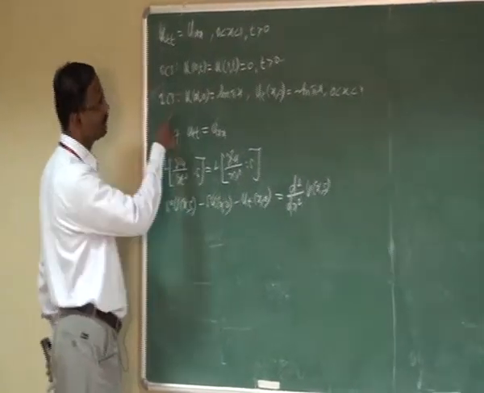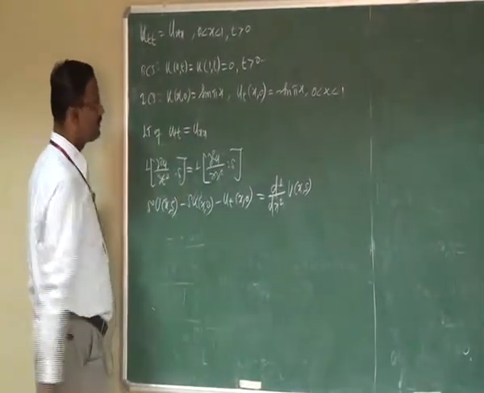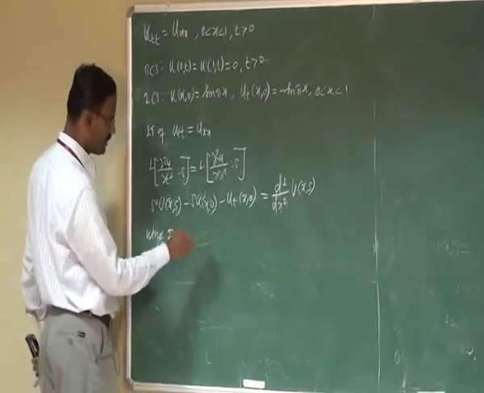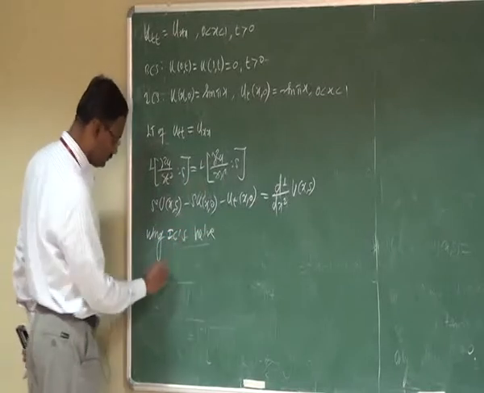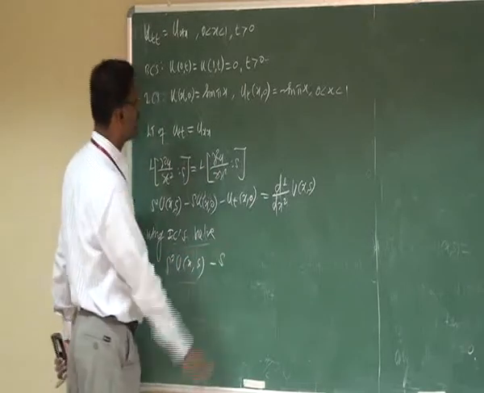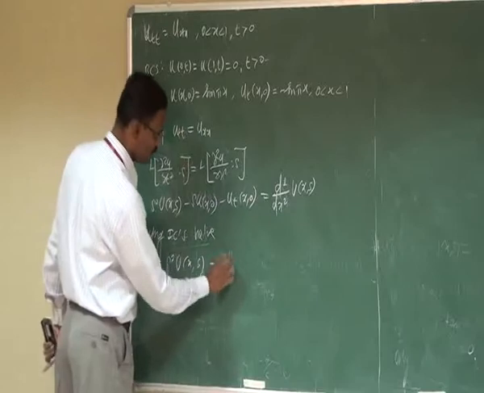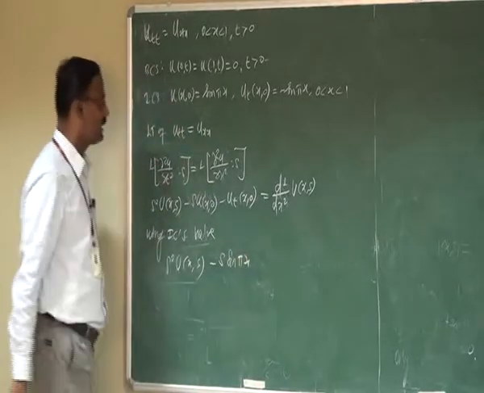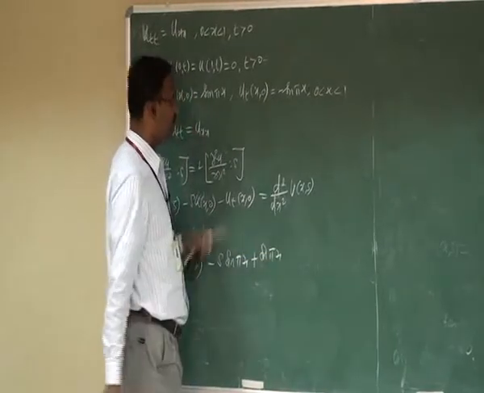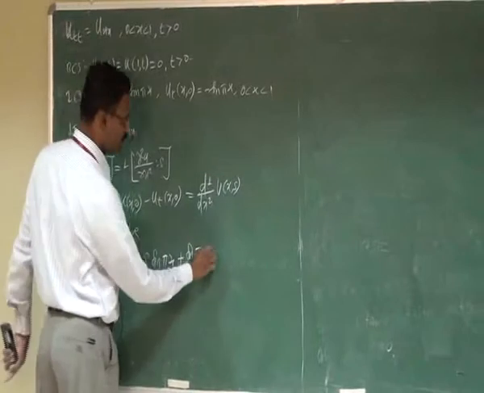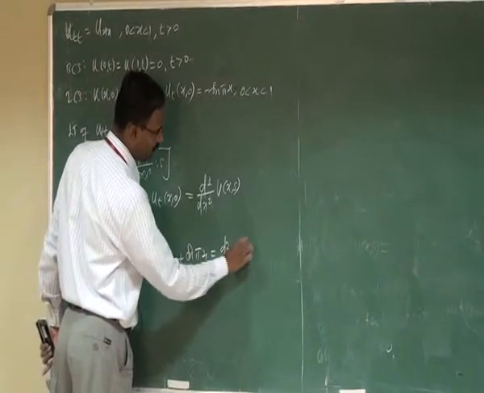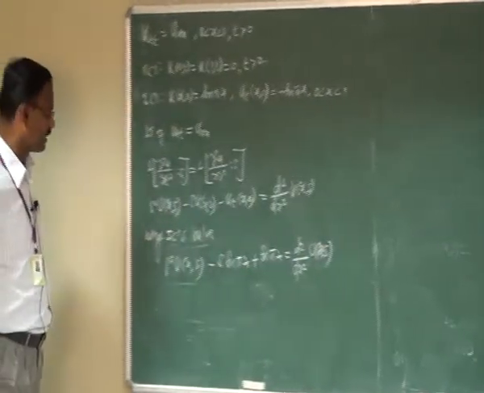Using the initial conditions u of x comma 0 equals sin pi x, we have s square into u of x comma s minus s into u of x comma 0 equals sin pi x minus u t of x comma 0, which equals minus sin pi x; minus or minus becomes plus. So it is equal to d square by dx square of u of x comma s.